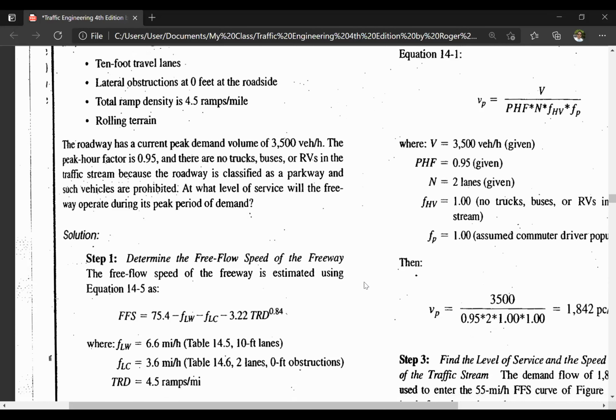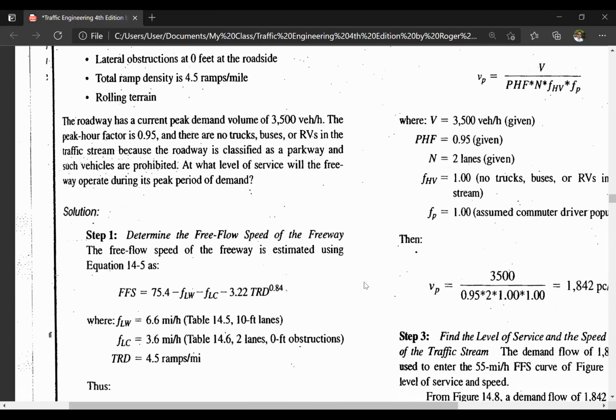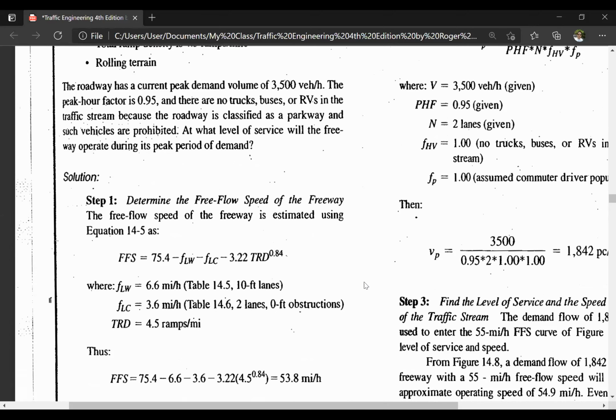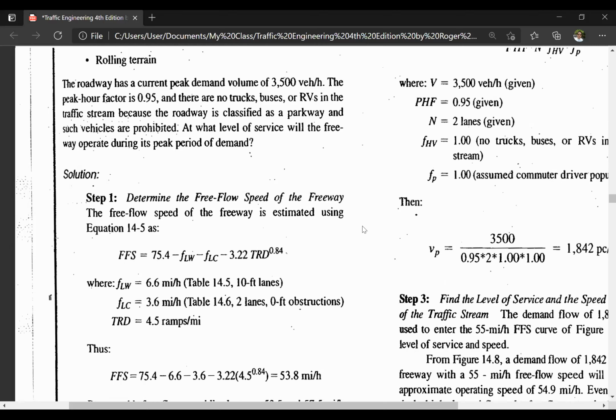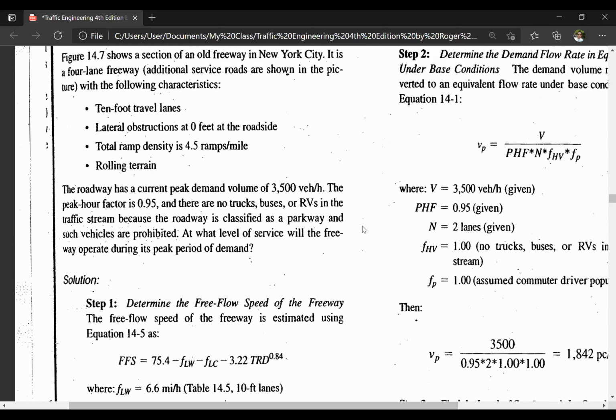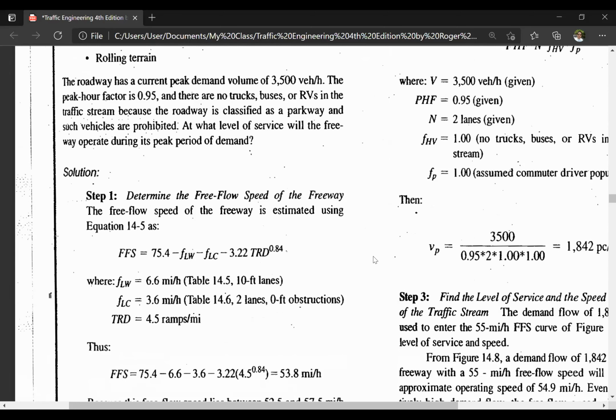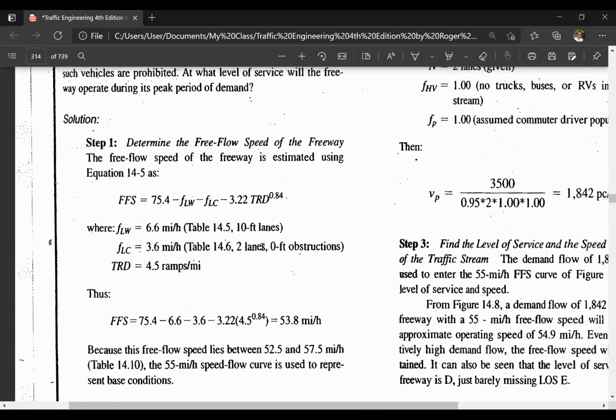Okay, because this road is a parkway, and these types of vehicles are prohibited. The term parkways in the United States is normally a tollway. So at what level of service will it operate during the peak period of demand? This question falls into the first category of analysis, existing condition. You can follow the steps here.